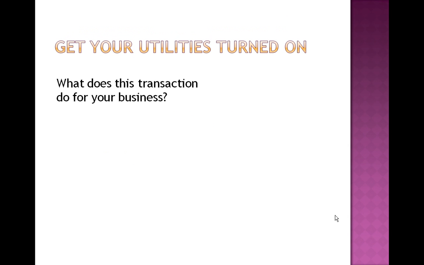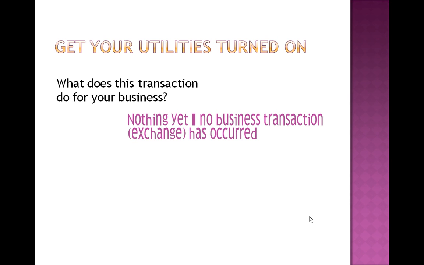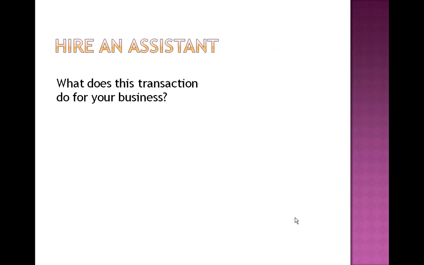In our next transaction, we are going to get all of our utilities turned on, our telephone, internet, and so forth. Our cost is going to be $250 a month, all of which is payable at the end of the month. While this is a business undertaking, there's no transaction yet. No exchange has occurred. So we might make note of the contracts, but we are not going to make any journal entries. Whoops, I clicked a little too fast. So back to that one, there is no journal entry.